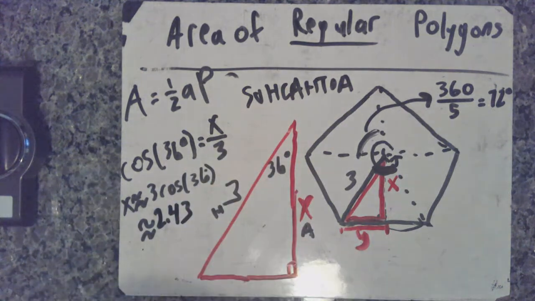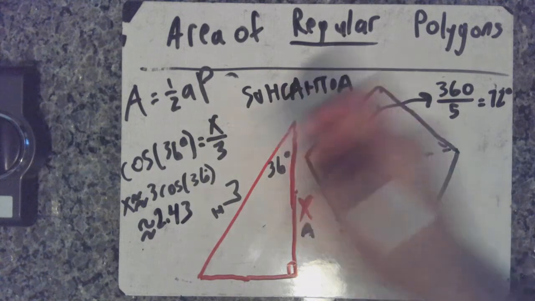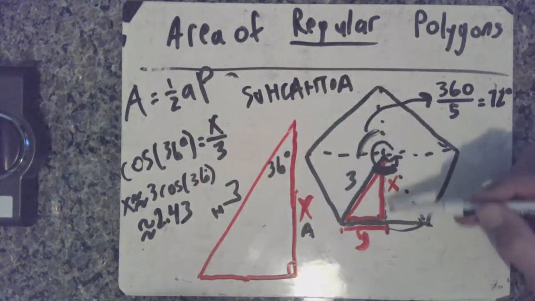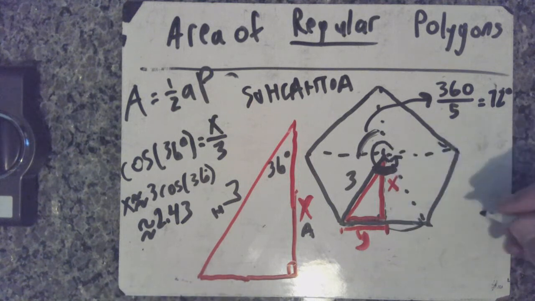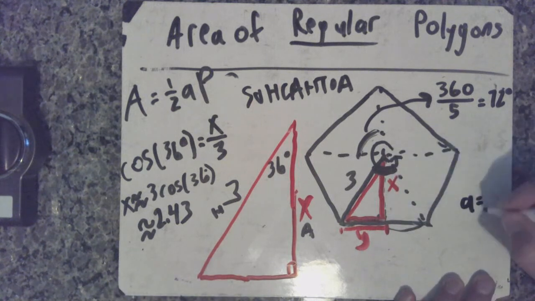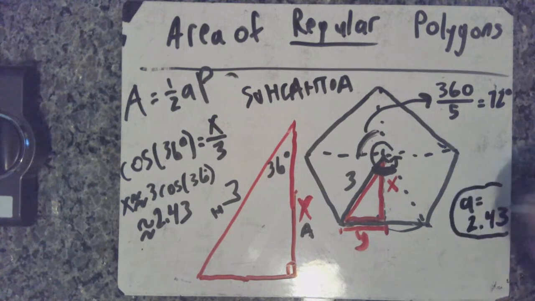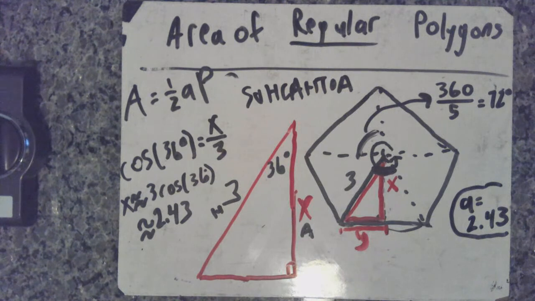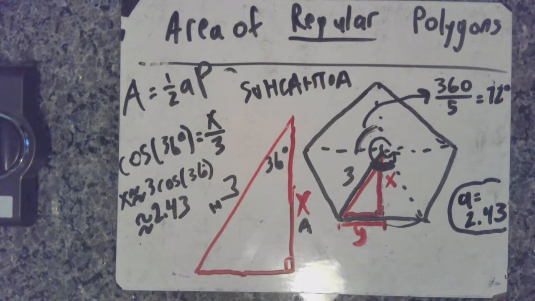2.43. Just because this is going to get a little bit crazy, don't forget what that 2.43 is. It was x, which happens to be the apothem. So let's go ahead and write that a is equal to 2.43, because we know we're going to use that later on when we plug it back into this formula up here. Now, we've got to find y. So let's focus in on y. It's going to be a very similar process. We're going to have to use trigonometry again.